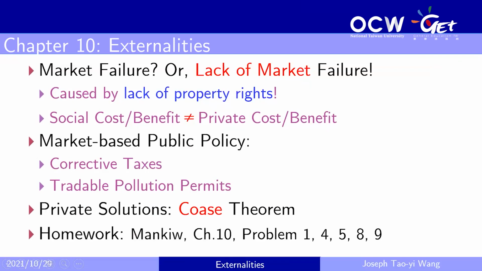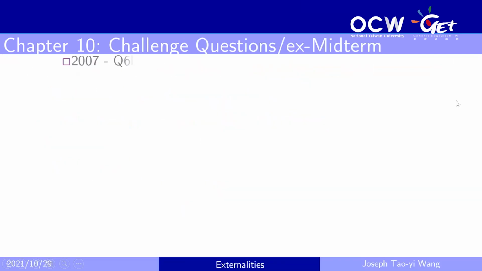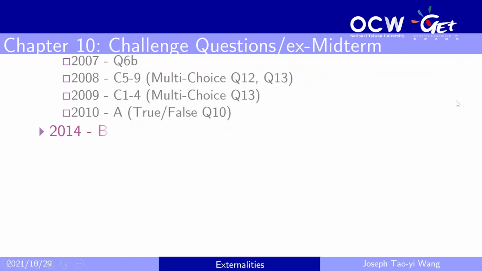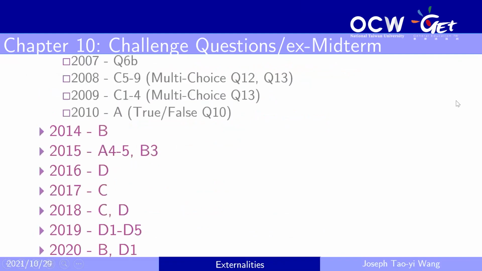So here's the homework for chapter 10. And also here you see how much I love externalities. It came up almost every year in the past midterms. Now we should move on.